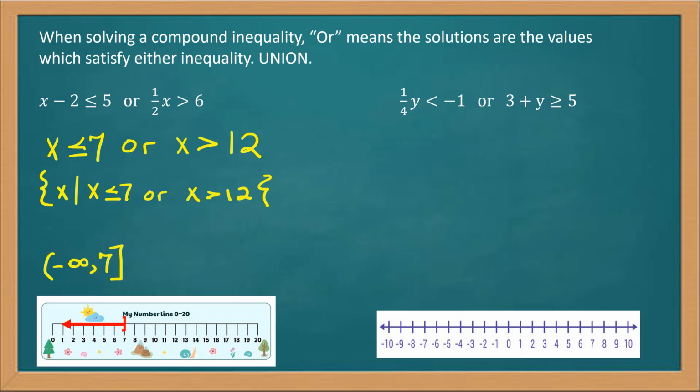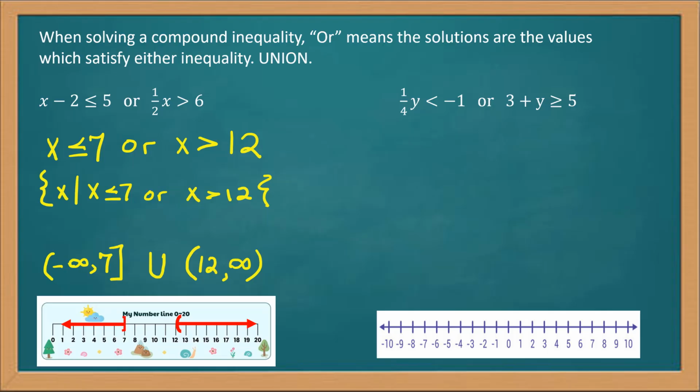So you're going to have from 7 down. And then for the other one, you've got x greater than 12. So you're going to say union, because you want to include both of these sets in your solution, union x greater than 12. So that's 12 to infinity, not including 12. And then you're going to graph that on the number line.